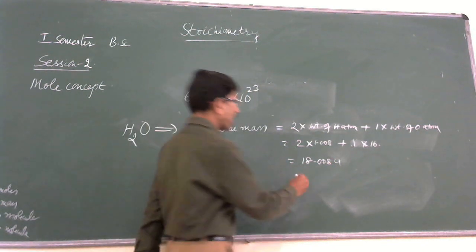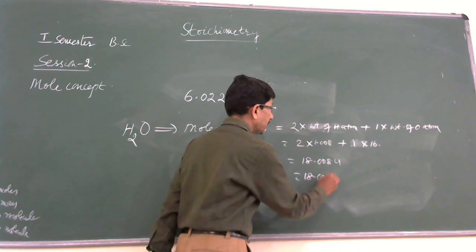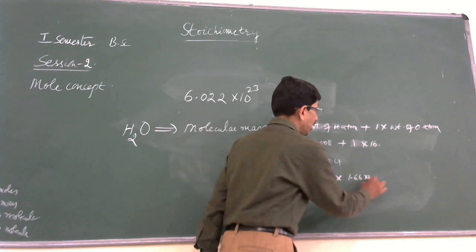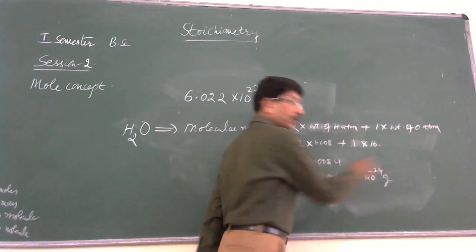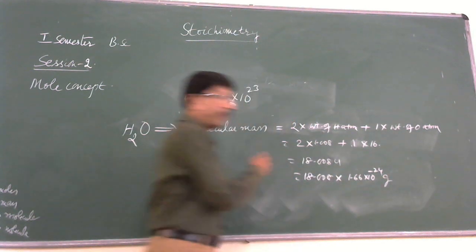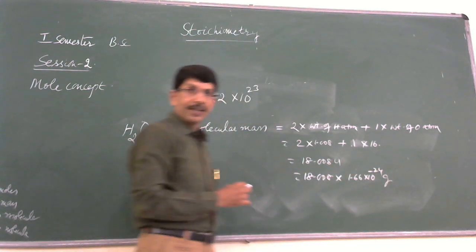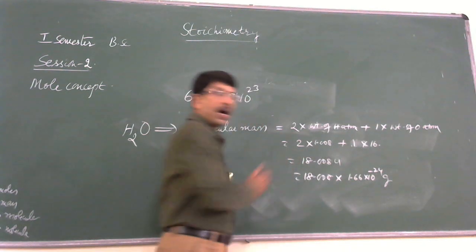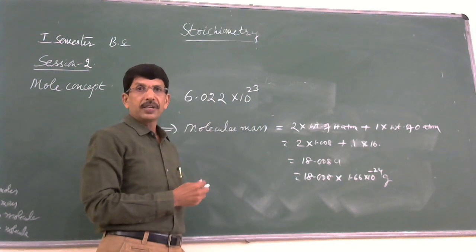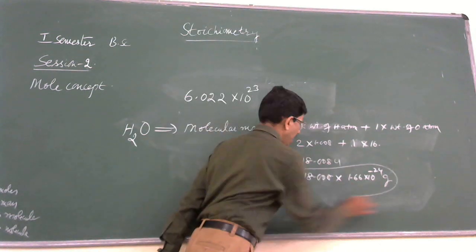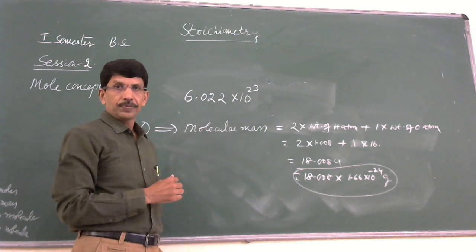If you convert it to grams, as I already learned, one unified mass is equal to 1.66 into 10 to the power minus 24 grams. So this is the mass of one molecule of water in terms of grams, and this is the mass of one molecule of water in terms of unified mass.